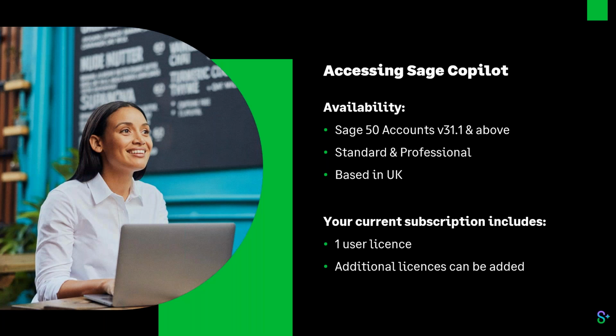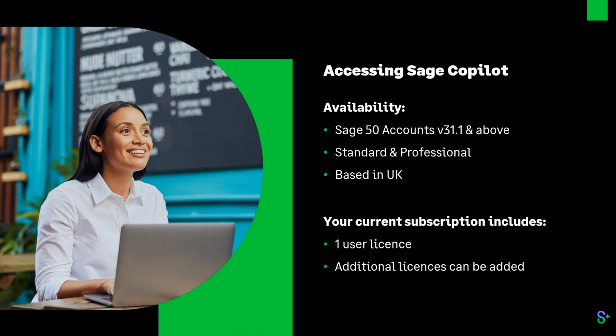So availability-wise, you must be using Sage 50 accounts version 31.1 or above, currently up to version 32, and version 33 will be coming out within the next month or two, I think. You need to be on the standard or the professional level of the software. And you must be based in the UK.